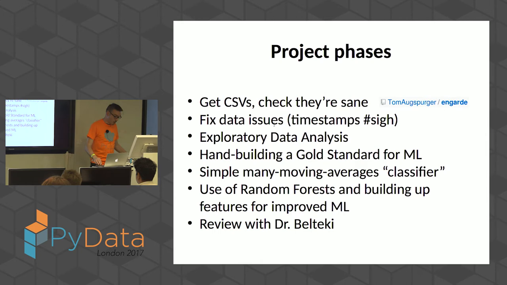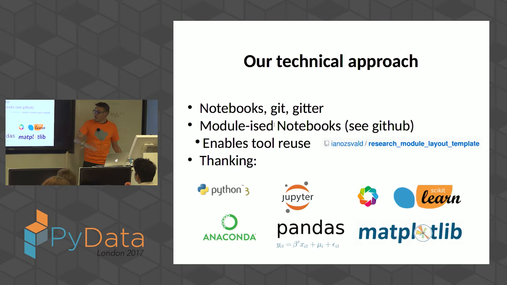And technically, we used Jupyter Notebooks, a lot of notebooks, and Git for sharing code between the three of us. We've only met physically four times in 6 months. And Gitter, which is just like Slack, a collaborative chat tool.